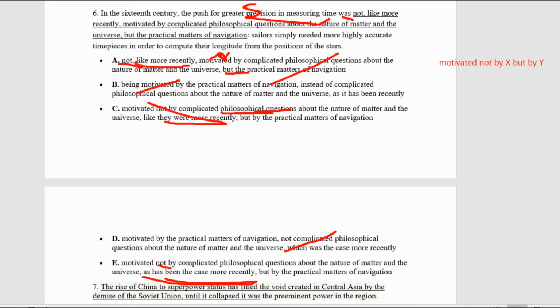And more importantly, we need to point out one important thing. "Like it was more recently" should be put in the correct place, near the structure "not by X, like it was in the past, but by Y." For example, in A, it is put very early, "not like more recent." It's strange, weird. We should put "like more recently" around this phrase X, and better after the phrase X. That's why the answer is E here. Okay, so now let's move on to the next question.